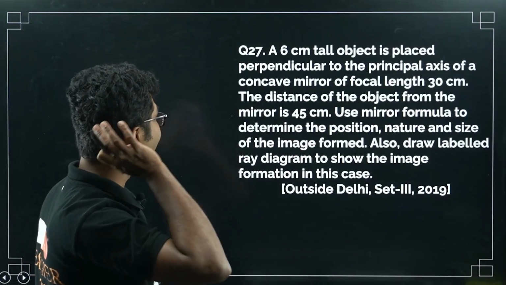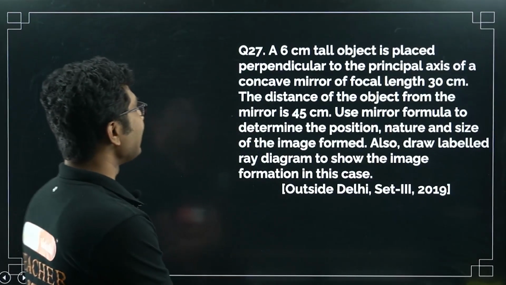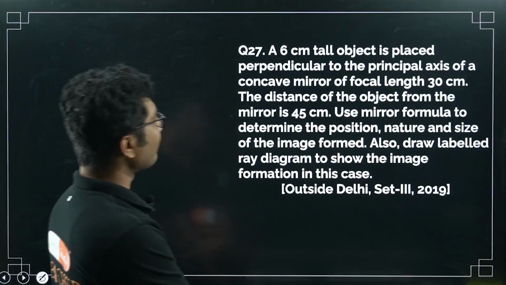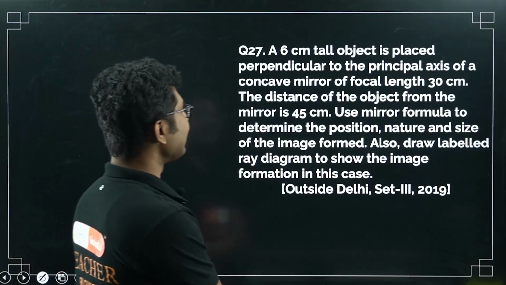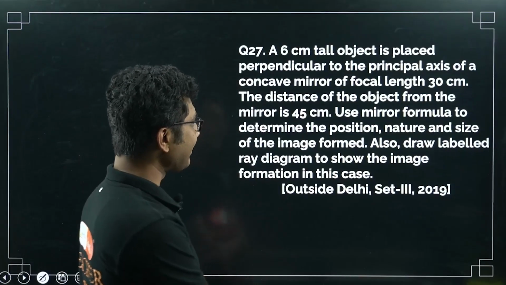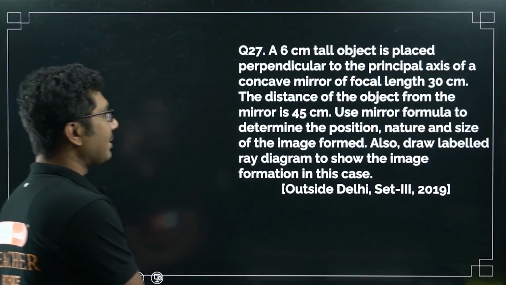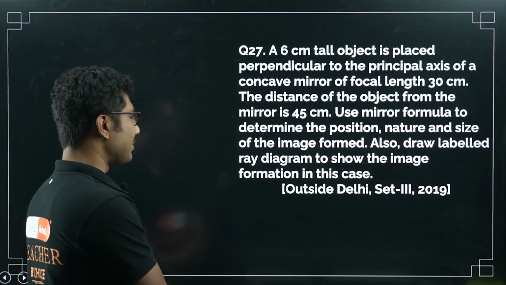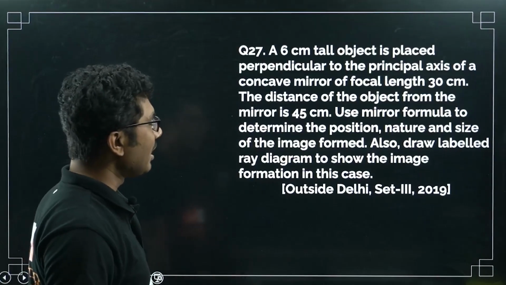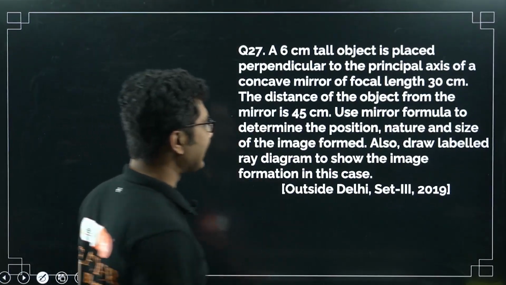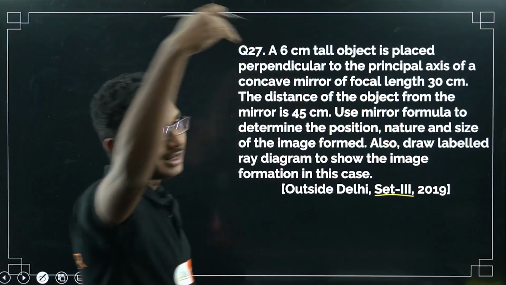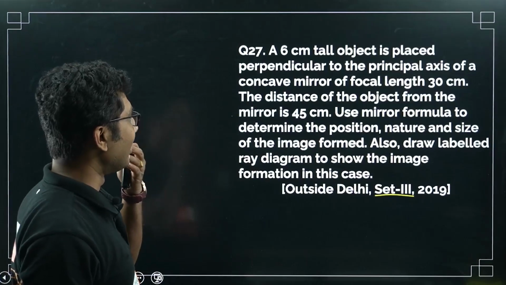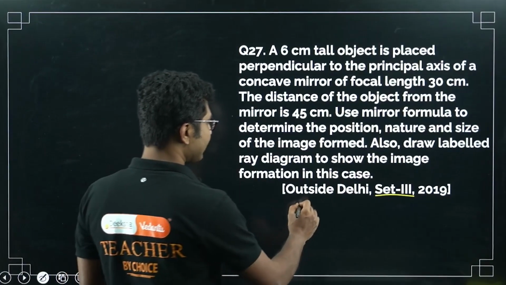Now question number 27. A 6 centimeter tall object is placed perpendicular to the principal axis of a concave mirror of focal length 30 centimeter. The distance of the object from the mirror is 45 centimeter. Use the mirror formula to determine the position, nature and the size of the image formed. Also draw the ray diagram to show the image formation in this case. This question is also a similar question, but this is a set 3 question, and instead of a lens they have used a mirror. So what is the question? 6 centimeter tall, height is 6 centimeter.